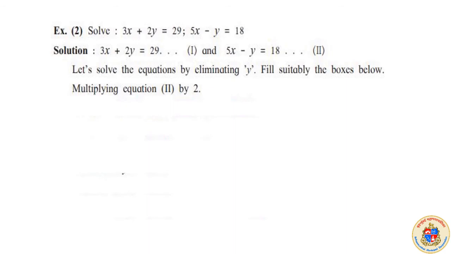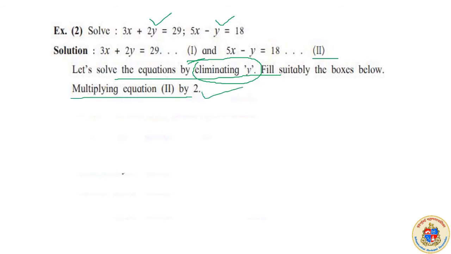Textbook is giving an equation 3x plus 2y is equal to 29, 5x minus y is equal to 18. There are two equations. We will name the equation. It is named as 1 and 2. And the equation is getting solved by eliminating y. y को eliminate करना है. इधर 2y है, इधर minus y है. तो 2y को निकालना है तो इसको भी 2y करना पड़ेगा. So it is better to multiply the second equation by 2. तो वो करेंगे. That is what is given.